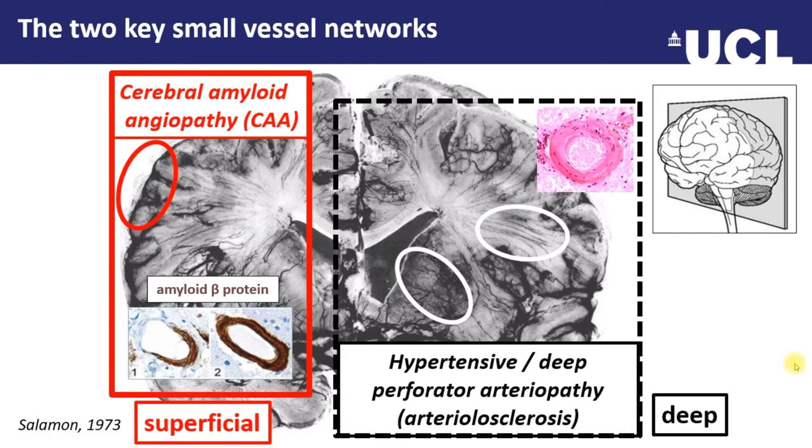You can see here the deposition of amyloid beta protein in the walls of these small arterioles. The second system is a deep small vessel system supplying the basal ganglia and the deep white matter, and this is often termed arteriolosclerosis, but also can be known as deep perforator arteriopathy or hypertensive arteriopathy. And you can see the topography of these two processes could be reflected in the distribution of cerebral microbleeds, providing a basis for them to be relevant to the diagnosis of these conditions.